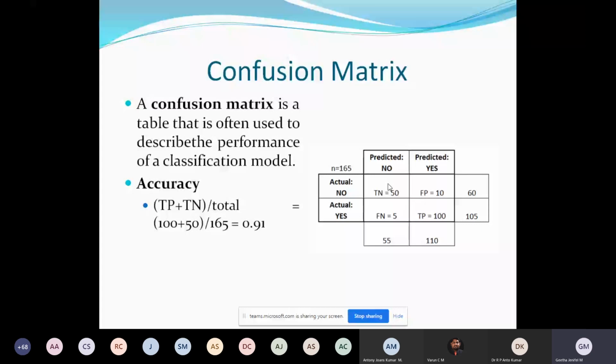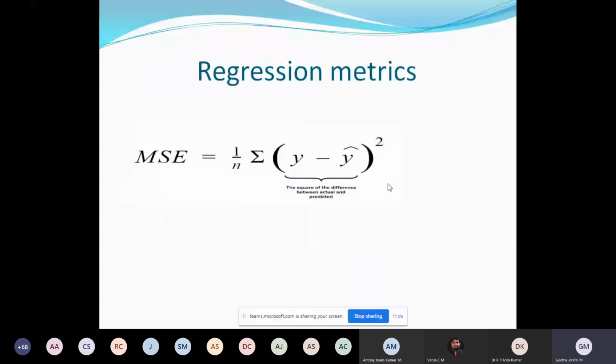The next one is the regression metrics. Examples of regression performance metrics are mean square error or root mean square error. Here the mean square error is simply the average of the squared difference between the actual target value and the predicted target value.